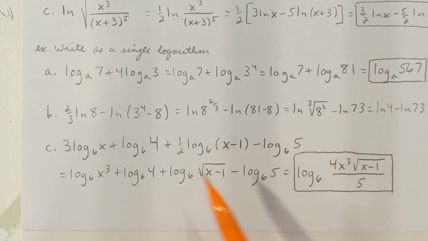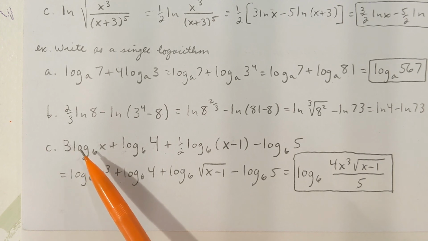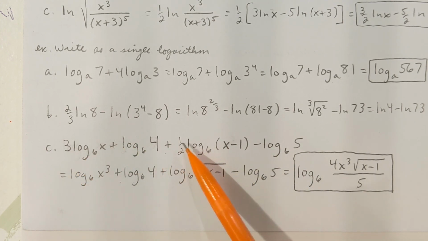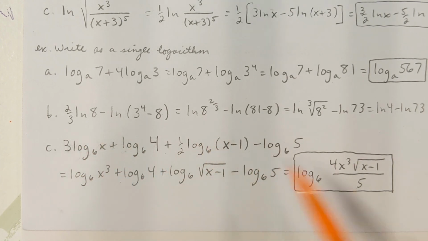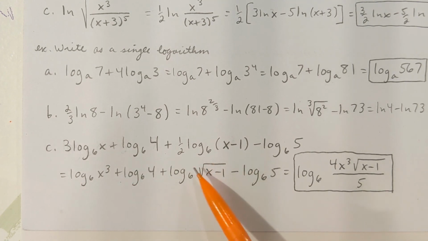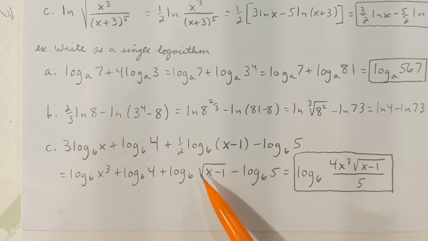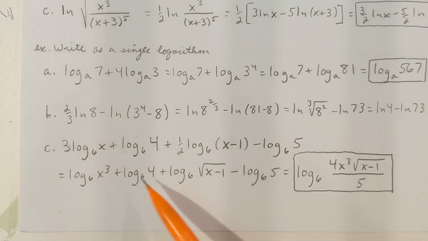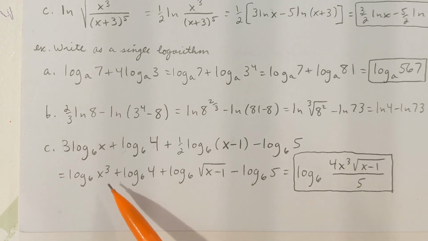Okay, part C. I've got base 6 on all these. Let me take care of the 3 and the 1/2. We'll pull those multipliers inside so that they're powers of the inner part, and I've done that here. Of course, I'm using radical notation. x minus 1 to the 1/2, that's the same as the square root of x minus 1 using radicals. Okay, I don't have any other multipliers, so I think we could probably just go right to the answer here.